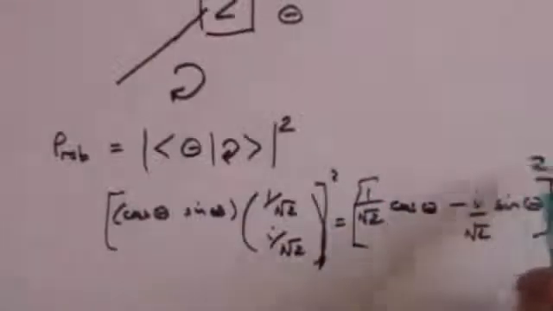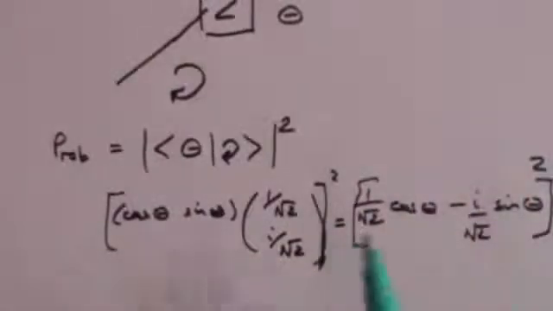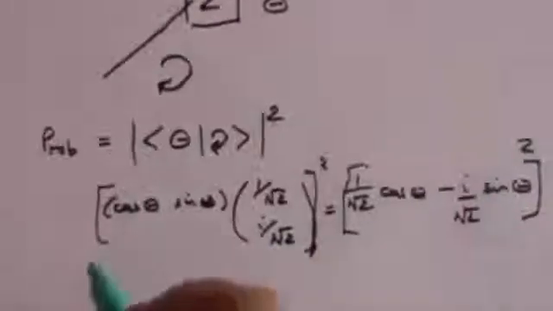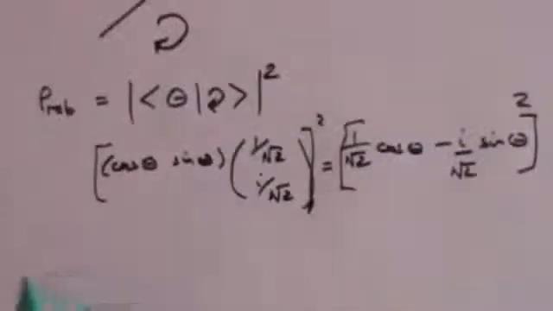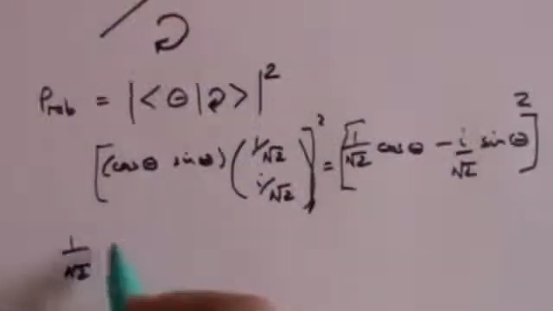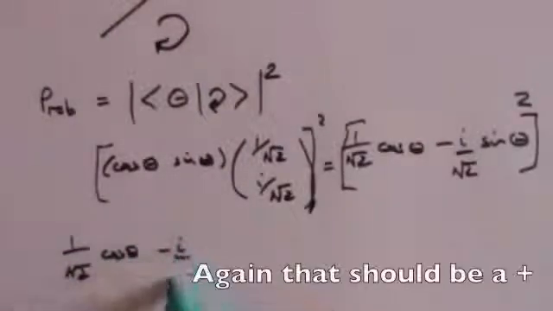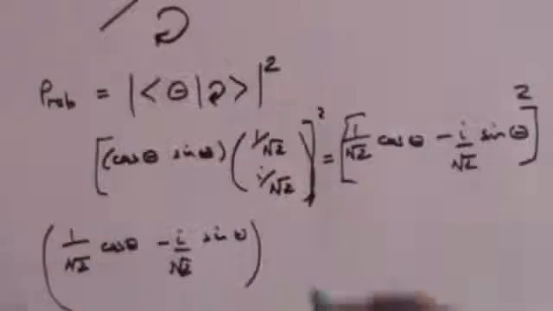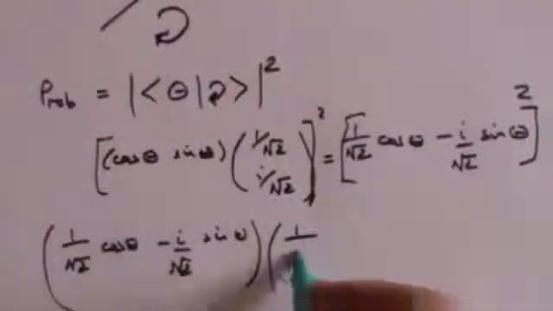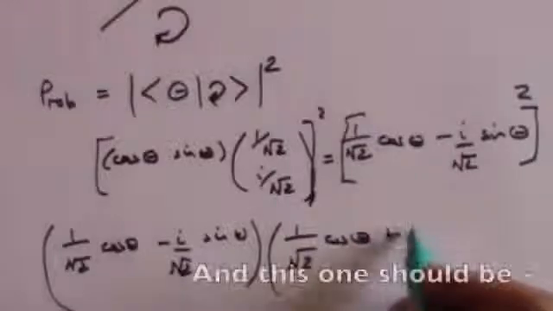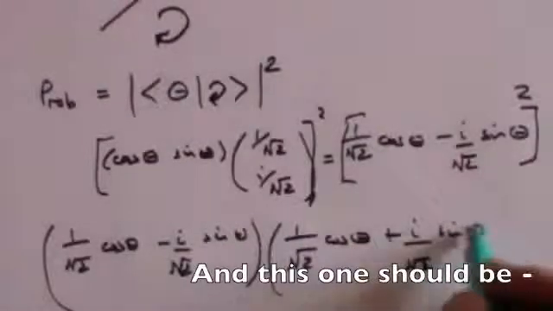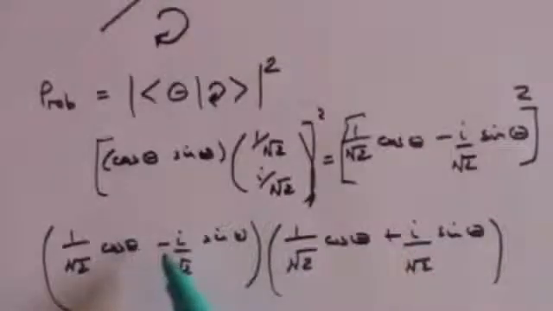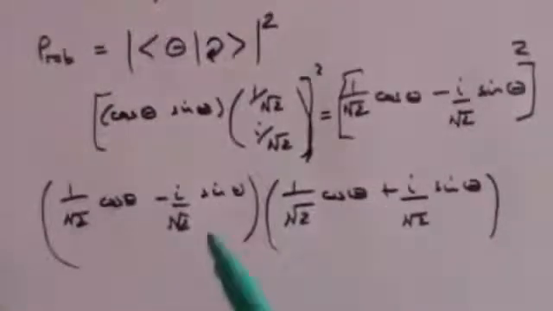But remember what we mean by squared. Squared means multiplying by its complex conjugate. That's going to be 1 over root 2 times cosine theta minus i over root 2 times sine theta multiplied by its complex conjugate. You just change the sign, so it's 1 over root 2 cosine theta plus i over root 2 sine theta. The plus is because when you complex conjugate, you have to change the sign of the imaginary term. Well, of course, that times that will exactly balance that times that.